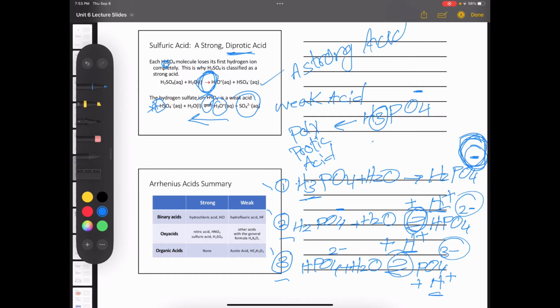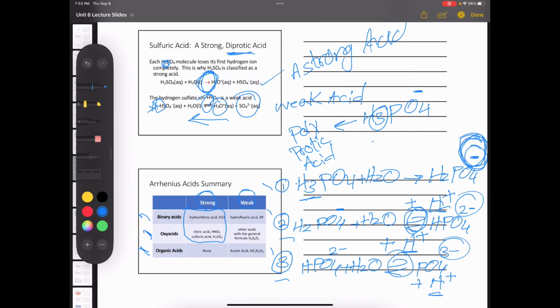So let's sum up everything in terms of Arrhenius acids. We talked about binary acids, oxyacids, and organic acids. In the meantime, we also classify them as strong and weak acids. When it comes to strong acids, as I mentioned earlier, these are the acids that you need to worry about. In the exam, I may ask if this acid is a strong acid or a weak acid based on the Arrhenius definition of acids. If it belongs to the group of hydrogen chloride, nitric acid, or sulfuric acid, then it's a strong acid. Otherwise, it's a weak acid.